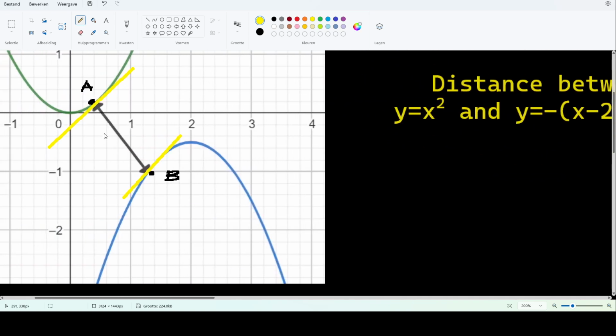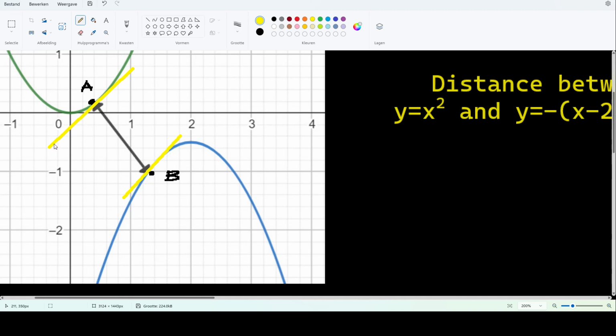So if it's not the case that this line from A to B is 90 degrees with the yellow line, with the tangent line at A, then you didn't pick an optimal line. You can make something which is shorter. The same thing holds over here at B: this line will also be 90 degrees with respect to this curve.